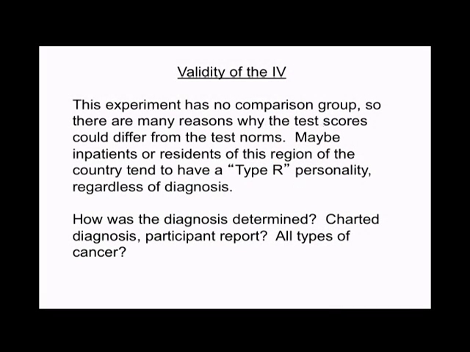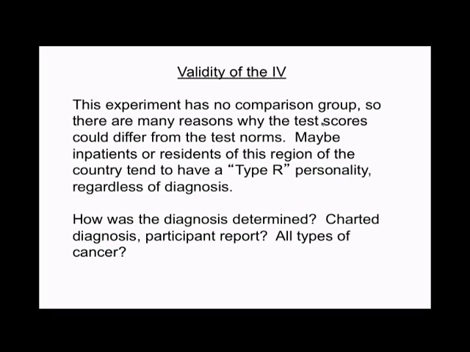How about the independent variable? That would be the next thing we asked. Well, in this experiment, there's no comparison group. So there's a lot of reasons why the test scores could differ from the test norms. Maybe the inpatients or residents of this region of the country have a type R personality. Personality varies according to what state you live in and your level of education, a lot of different factors. So maybe this was some characteristic of this particular group.